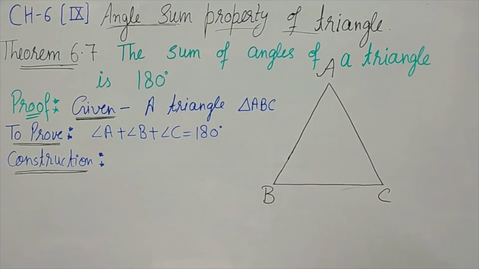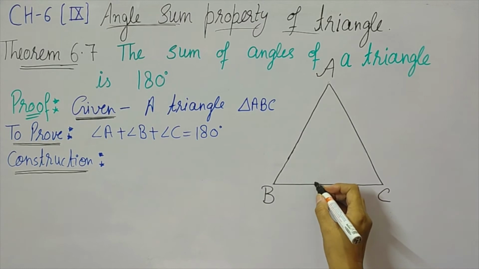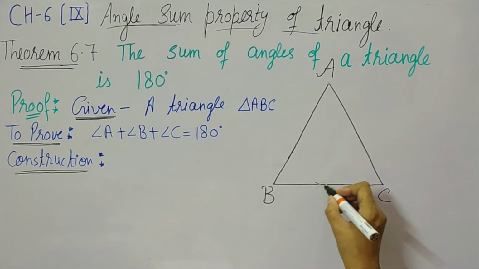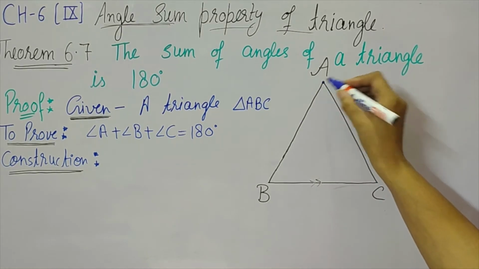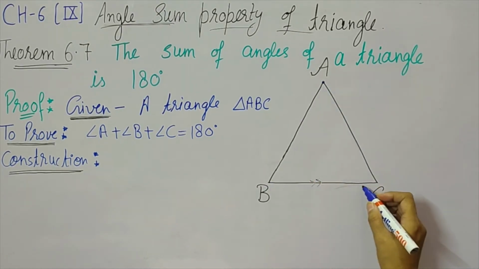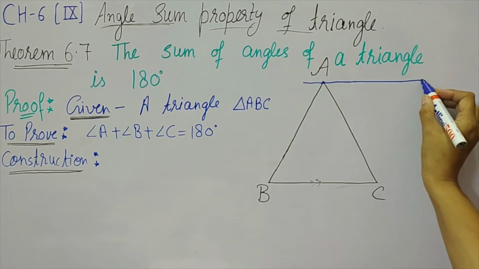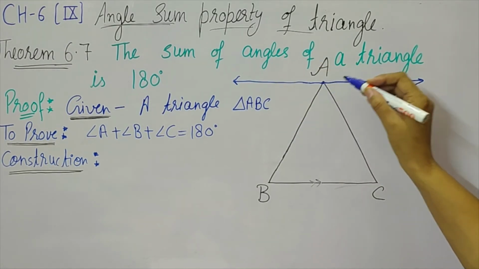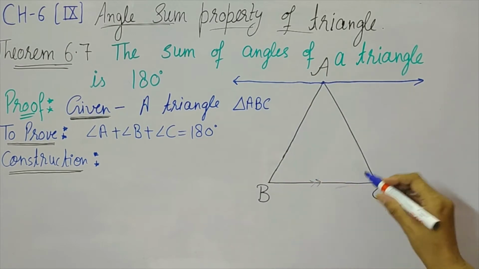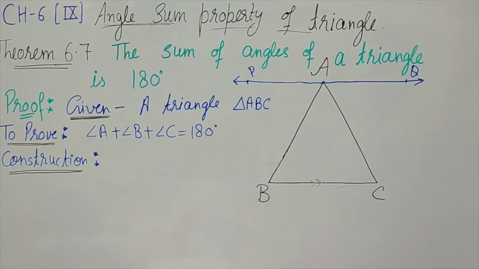And to prove this theorem, we have to do a construction from our side. So from this point A, any vertex, we are going to draw a line parallel to the opposite side, which is BC. Vertex A, and the opposite side is BC. So we are going to draw a line passing through A parallel to BC. This is our construction. Let us name the line PQ.